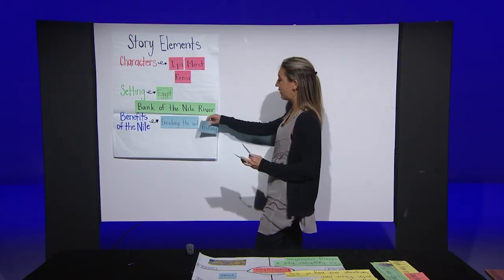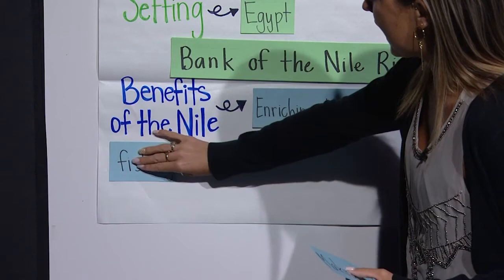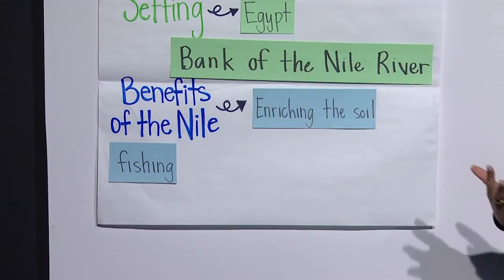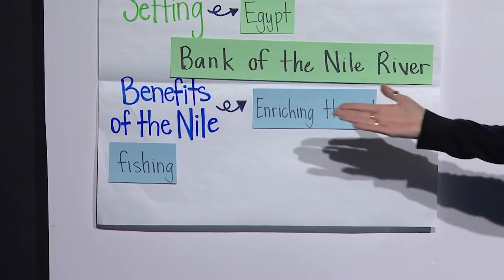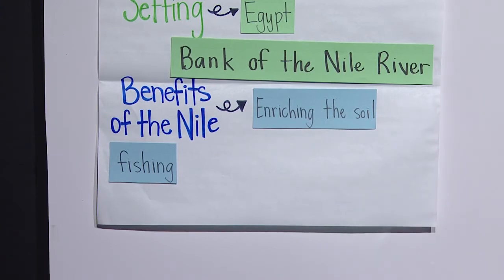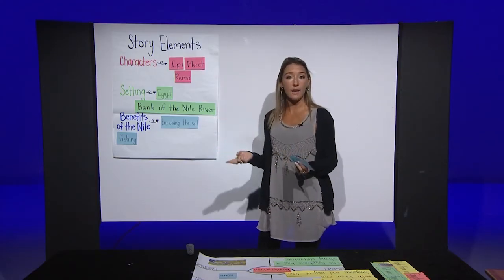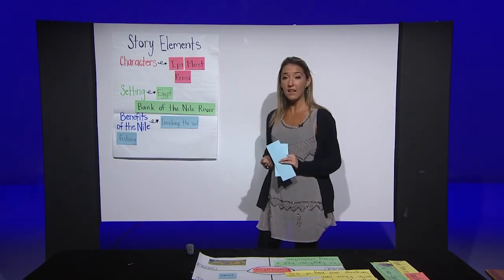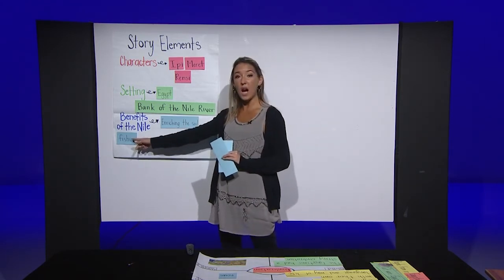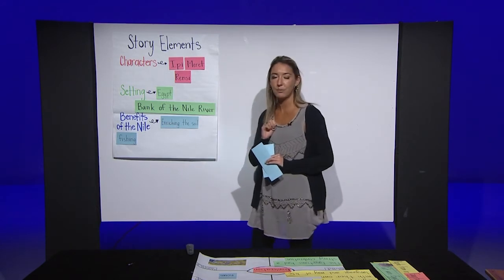One of the benefits of the Nile was that they were able to go fishing. And when they went fishing, they could do 2 things, right? They could feed their family, or they could go to market and sell them, right? So that's a benefit, right? That's a positive thing that came from the Nile.